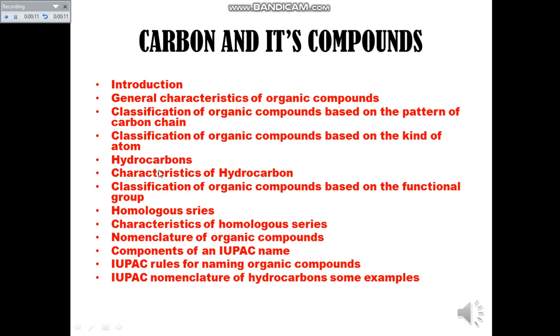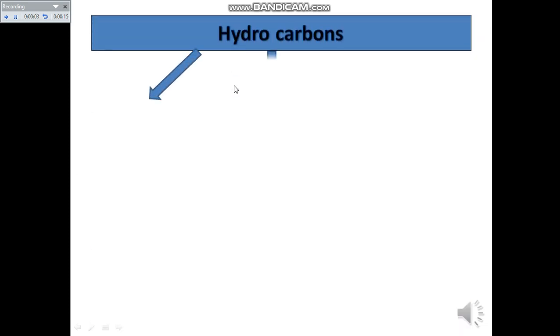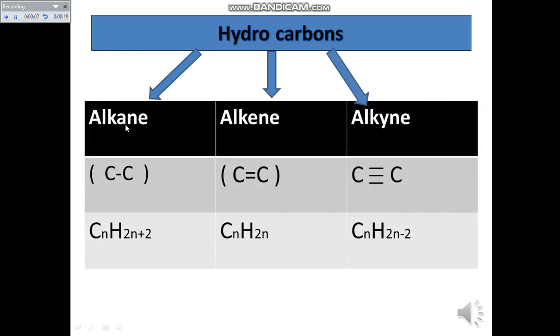First, hydrocarbons. Hydrocarbons are classified into three: alkane, alkene, and alkyne. Alkane means carbon-carbon single bond, alkene means carbon-carbon double bond, and alkyne means carbon-carbon triple bond.